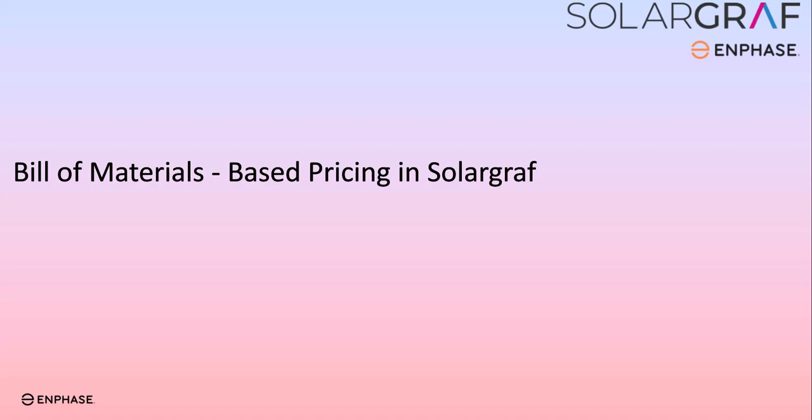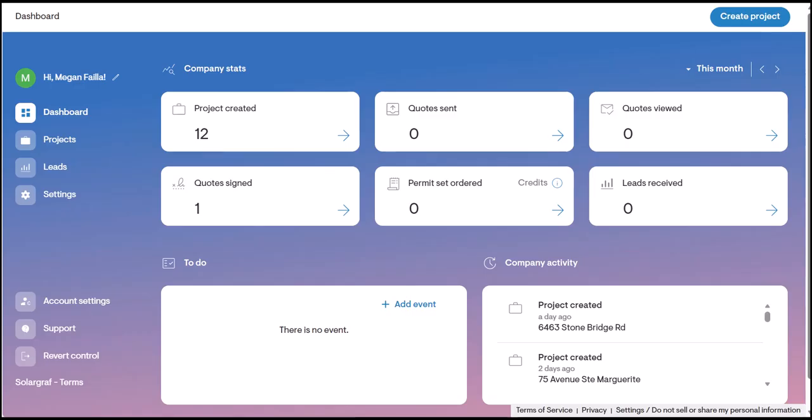Hello everyone, in today's video we'll learn how to price systems using Bill of Materials-based pricing, also known as BOM-based pricing, in SolarGraph. BOM-based pricing is a method of pricing systems based on the exact materials used and the quantity of each material included in the system.